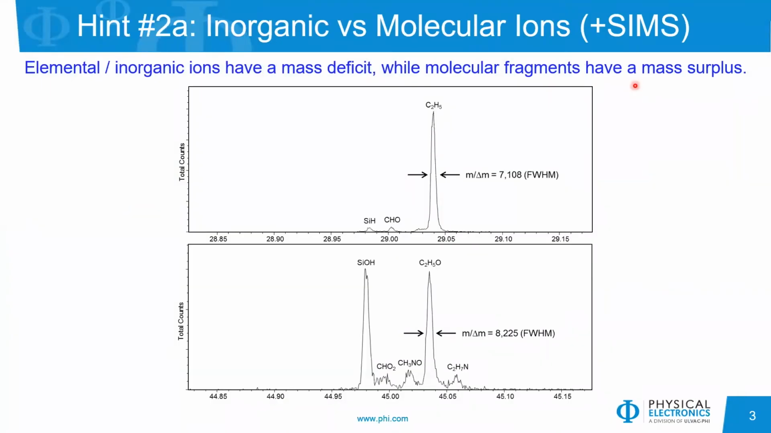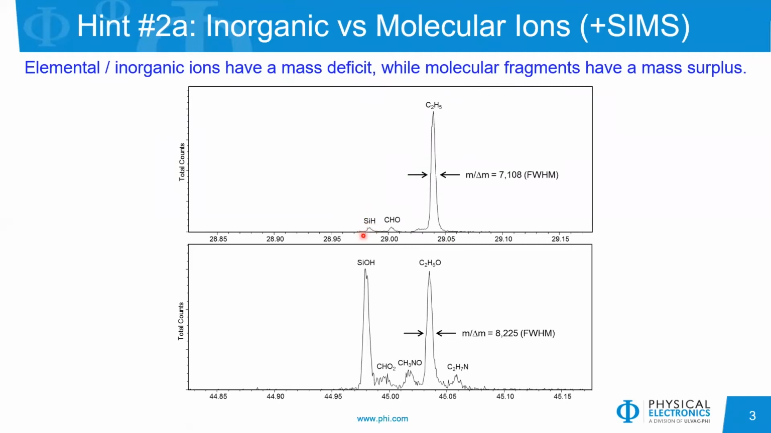Hint number 2. When you're looking at your mass spectrum, you will see a nominal mass. What we call the nominal mass in this particular case is 29.00. Inorganic ions generally will show up on the low side of nominal mass, and organic ions will generally show up on the high side of nominal mass. This is true for both polarities. It really has to do with the fact that most elements have an exact mass that is less than nominal.